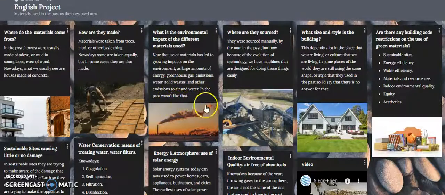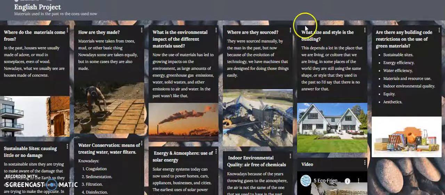In the past it wasn't like that. We can see here the environmental impact that this is causing. Where are they sourced? They were sourced manually by man in the past, but now, because of the evolution of technology, we have machines that are designed for doing those things easily for us, like this machine that is right here.